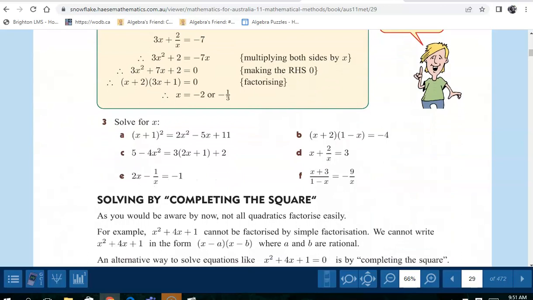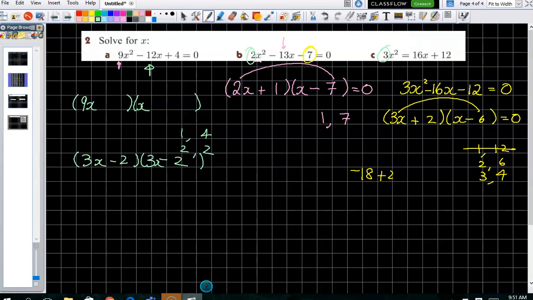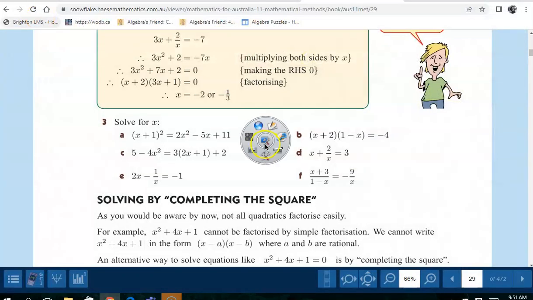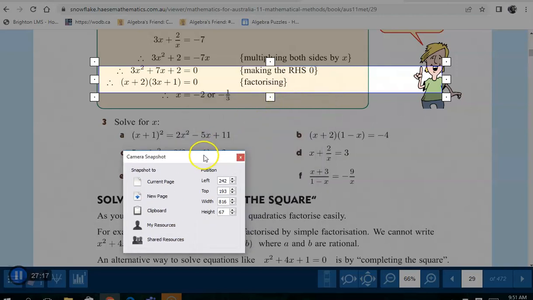With 3, same sort of thing. You just have to expand your brackets first and get everything on one side. Can someone tell me with D, how do you do that one? Yep. How do you get rid of the divide by x? You times by x. You have to do these for homework, kids.